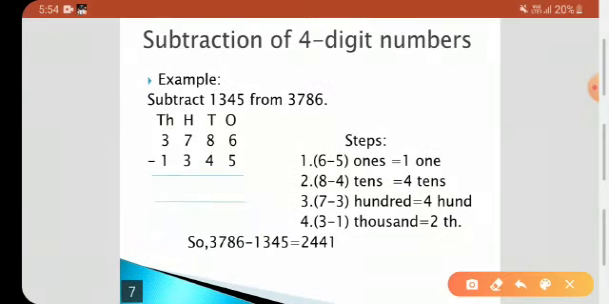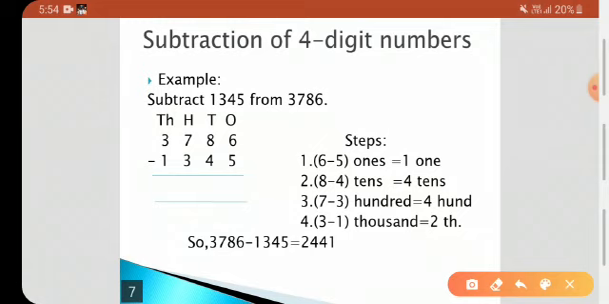Now let's take the first example, subtraction of 4-digit numbers. Example is, subtract 1345 from 3786. Okay, 3786 is the bigger number, then we will write it here. Then 1345.